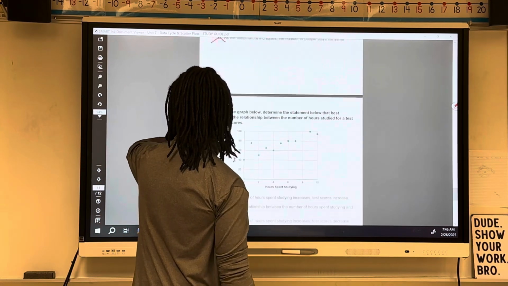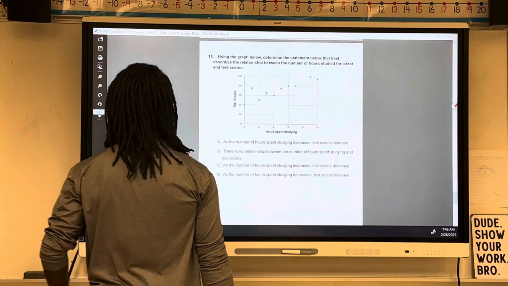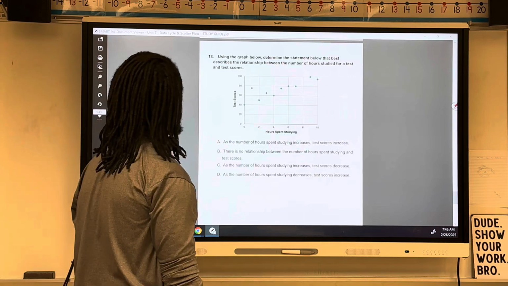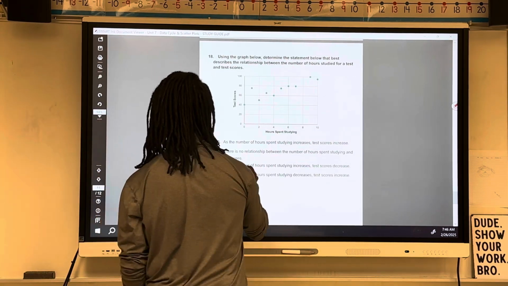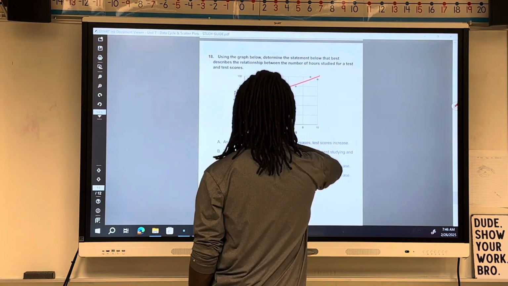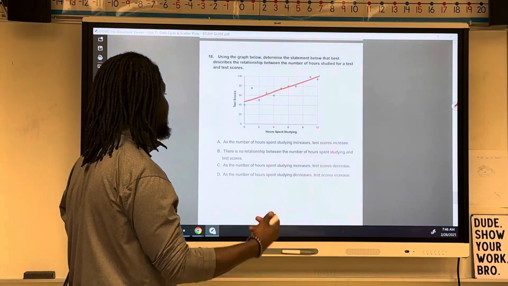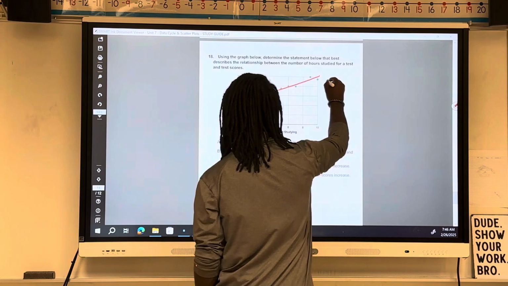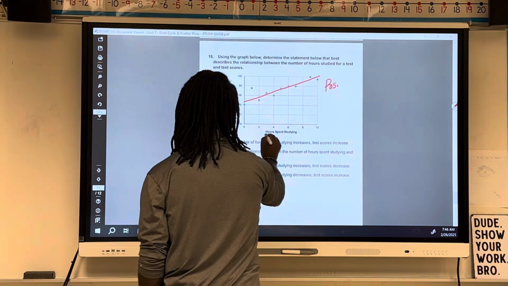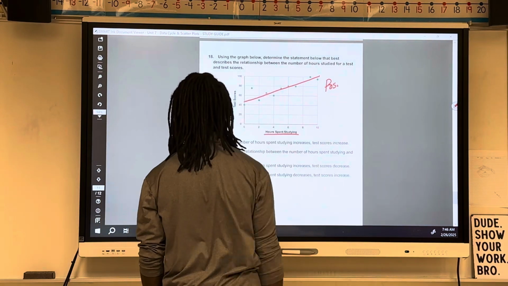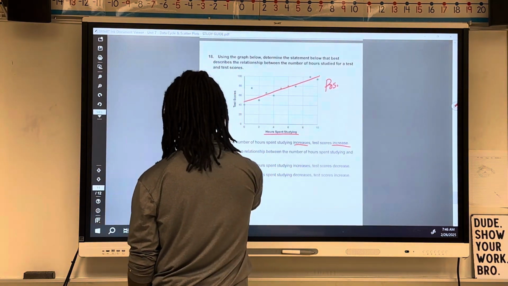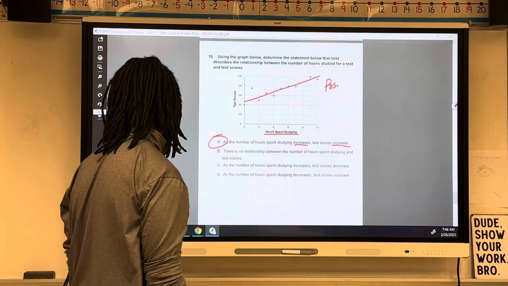Question number 18. Using the graph below, which best describes the relationship between the number of hours studied. So again, look at the relationship. We're going from left to right. It is increasing. So it's a positive relationship. So as the number of hours is increasing, so is the test scores. So as the number of hours studying increases, test scores also increase. And that is our answer there.